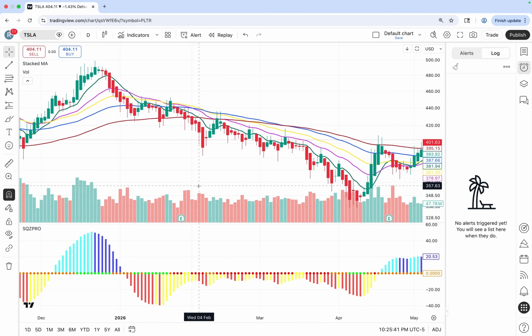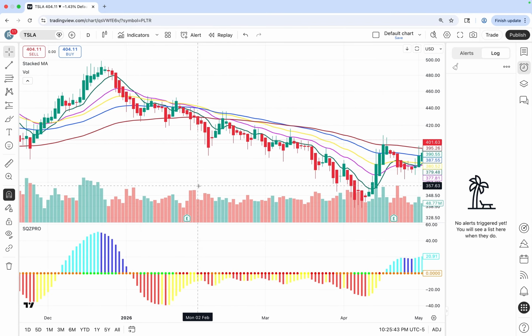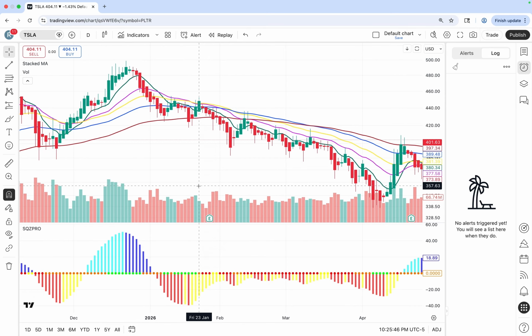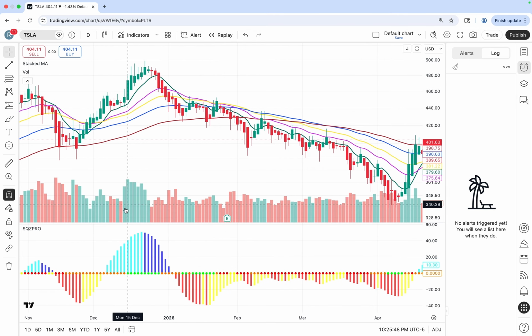So if you go back a bit, let's see here. You've got another squeeze all the way back in December. Squeeze fires here. We get 1, 2, 3, 4, 5, about 6 bars of the stock increasing before it kind of starts to slow down a bit.